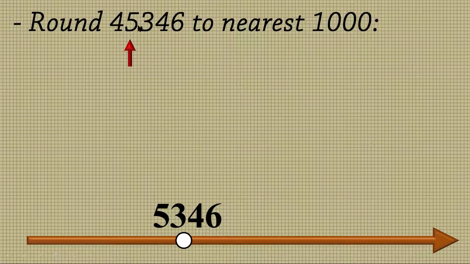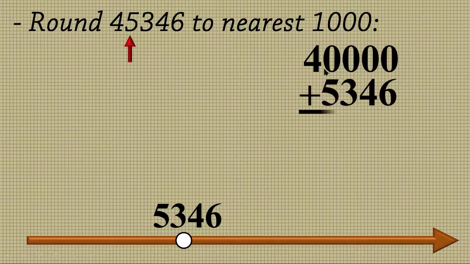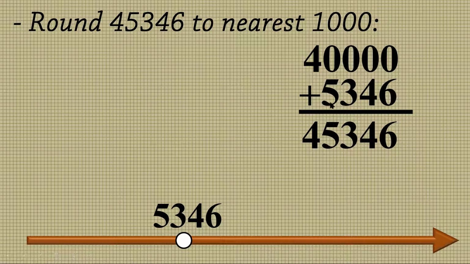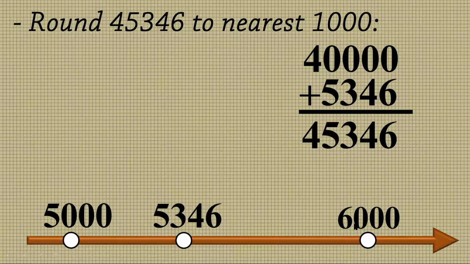Pay attention, if I remove it from the original number, it will be 40,000 plus 5,346. 346 will be extra part for me, so I will remove it and substitute it for 0. Then the previous gas station will be 5,000. If I add 1,000, because I'm looking for nearest 1,000, I will get the next gas station as 6,000.